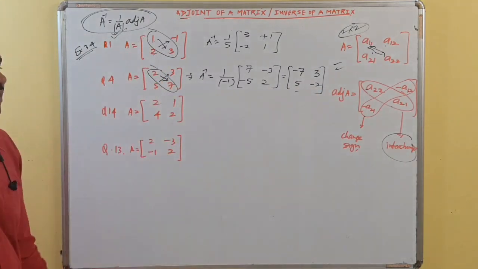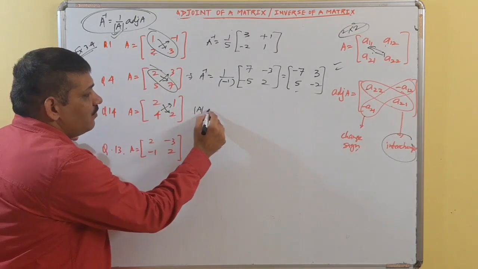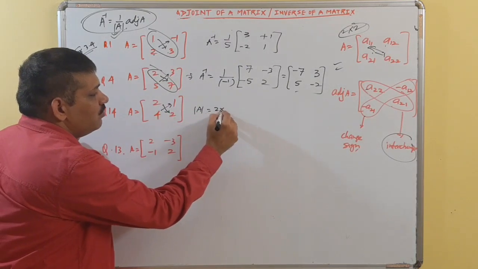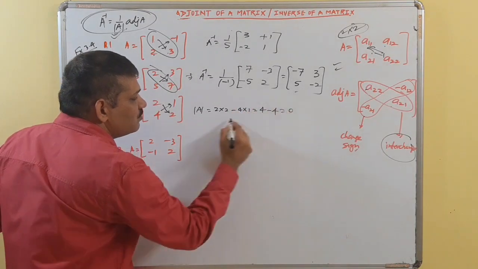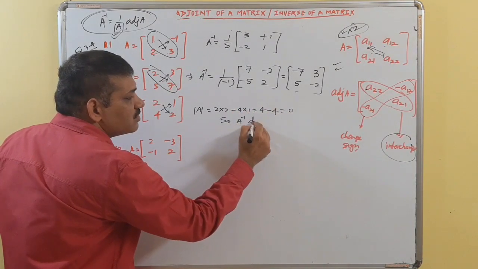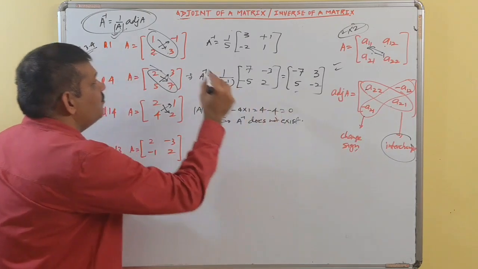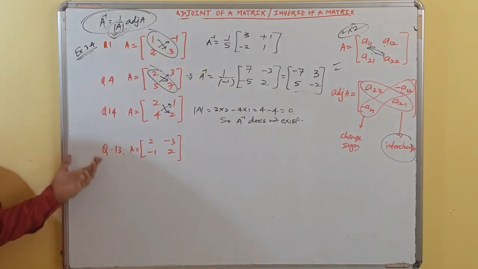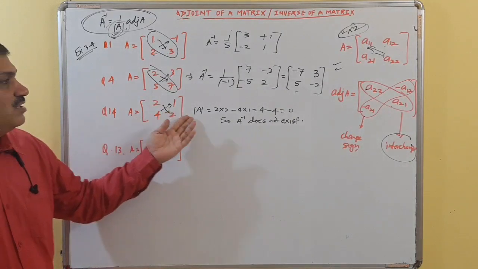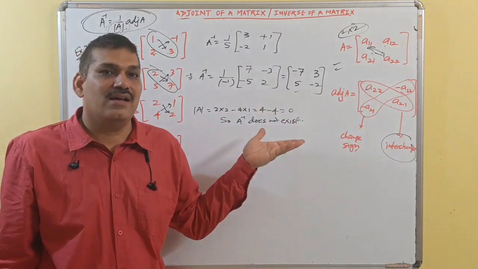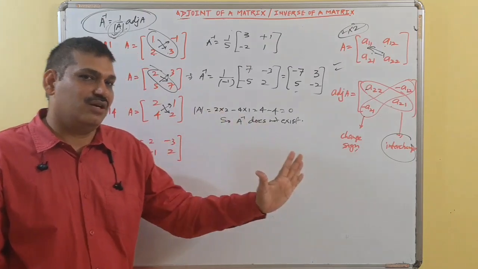Here in the very first step you can see the determinant of A is equal to 2 into 2 minus 4 into 1, that is 4 minus 4, which is equal to 0. So A inverse does not exist, because to find A inverse we have to divide by determinant A, and division by 0 is not defined. A matrix whose determinant is 0 is known as a singular matrix, and a singular matrix cannot be inverted.